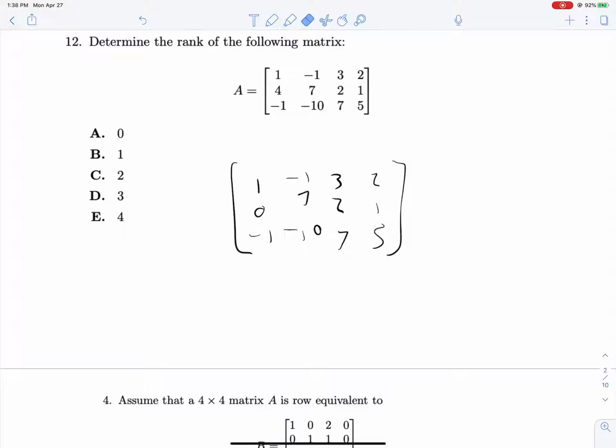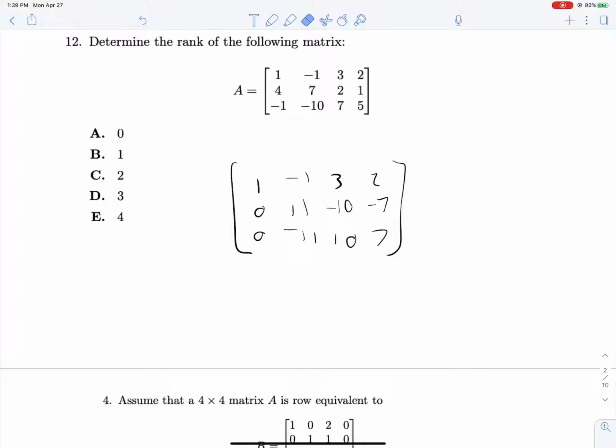That gives us 0, 11. We're subtracting 12 here, right? Minus 12. So negative 10. And we're subtracting 8 here, so negative 7. Now what? Let's add row 1 to row 3. We get 0, negative 11, 10, and 7.